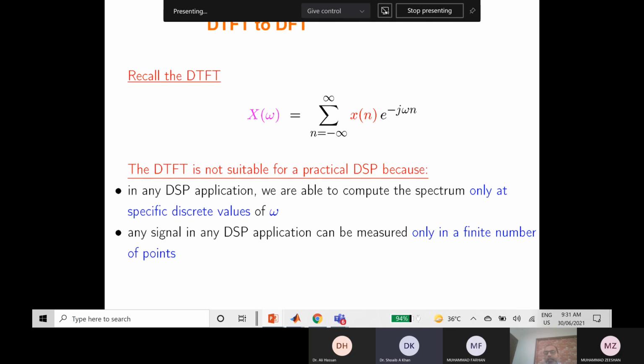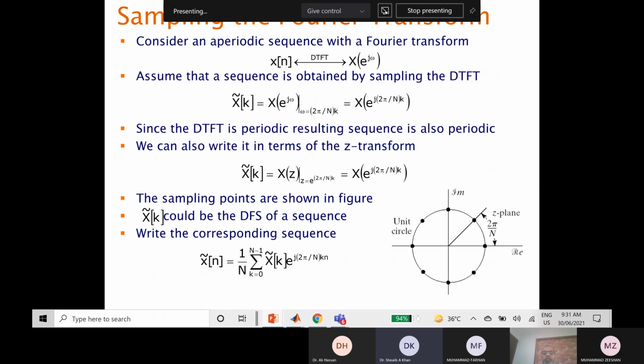The formula is x of n exponential minus j omega n, and it is a function of omega. And omega is not discrete. It is continuous, but it has to be discrete. Also the formula cannot work from minus infinity to infinity, the computer cannot do that; it has to be finite. So if you do both of these, it is as if you are dividing this interval into n parts. N points will come.